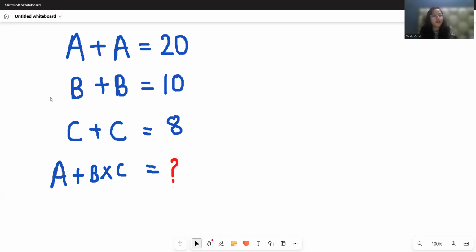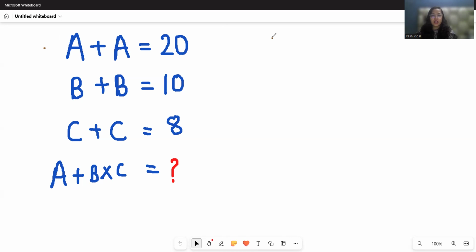Hello everyone, we are given a + a = 20, b + b = 10, c + c = 8, and we have to find (a + b) × c. So let's start. We have been given linear equations, and we have to first find the values of a, b, c, then simply put them in to find the value.